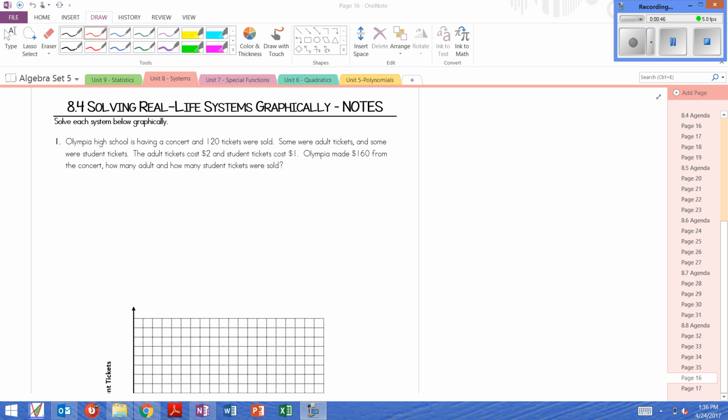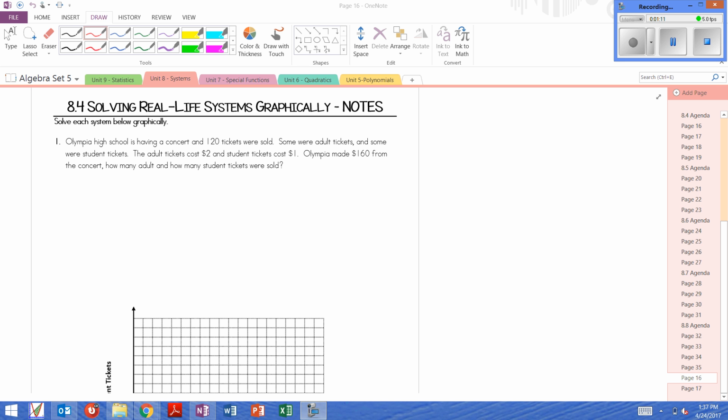Okay. So example number 1: Olympia High School is having a concert and 120 tickets were sold. Some were adult tickets and some were student tickets. The adult tickets cost $2 and student tickets cost $1. Olympia made $160 from the concert. How many adult and how many student tickets were sold?